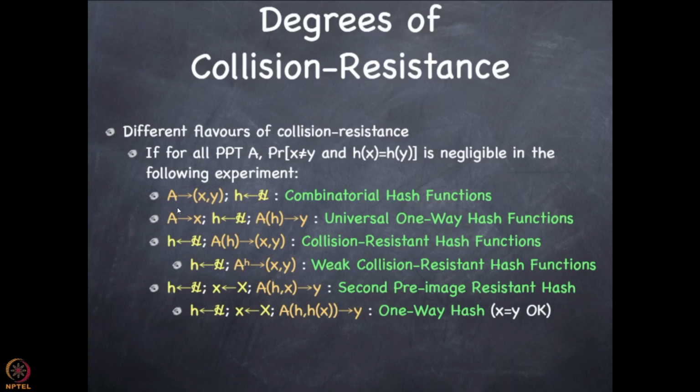The next step is, okay, the adversary doesn't announce both x and y first. It only announces x. Then we pick the hash function and show it to the adversary. So the stateful adversary works in two stages. First it picks an x, then it gets back an h from you, and then it tries to find a y. Okay, this has a name. Doesn't matter what the name is. It's universal one-way hash functions for some historical reasons. But that's the next level of collision resistance.